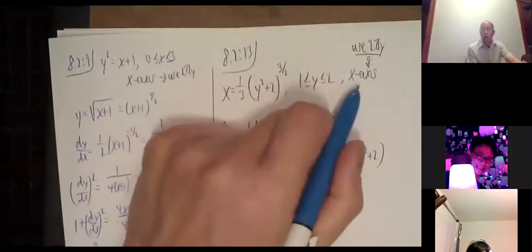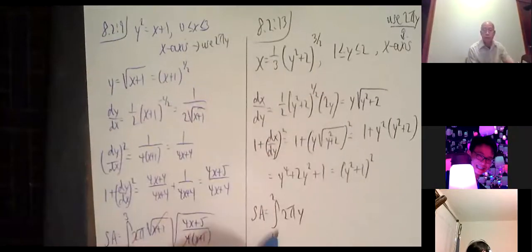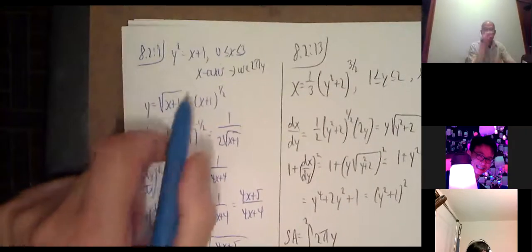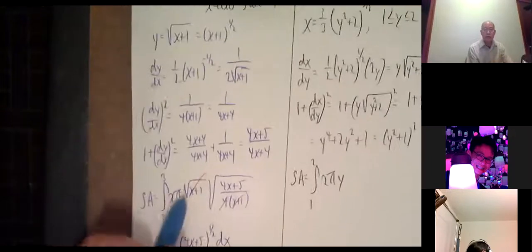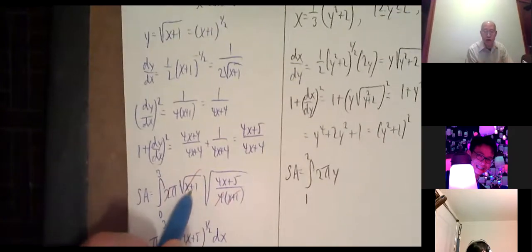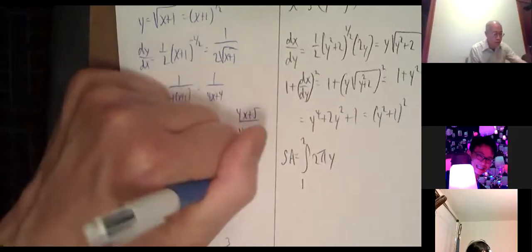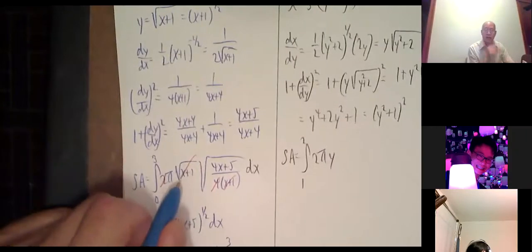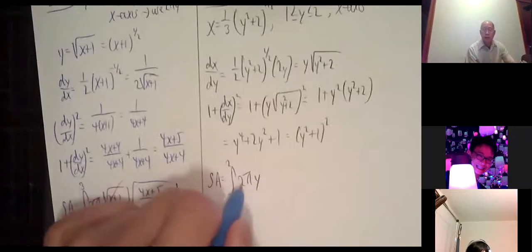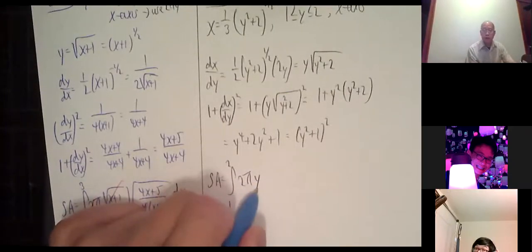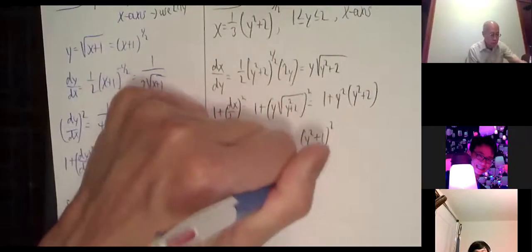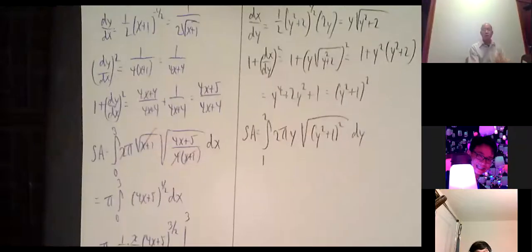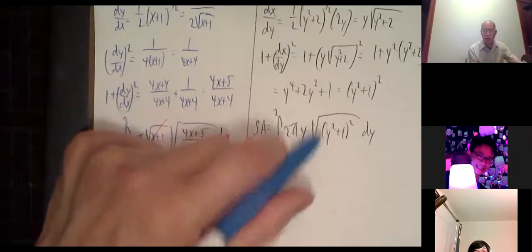Okay, so surface area is the integral from 1 to 2 of 2 pi y. But this time, since I'm integrating dy, I leave it as a y. Now you might say, how come I didn't do that over here? It's still 2 pi y, but I was integrating with respect to x. So right here, I was not allowed to leave it as y, because there's going to be a dx there. So I had to change it to x. Here, I'm integrating with respect to y, so I just leave it as 2 pi y. And then the square root of this thing, dy. And the square root of a square, of course, you just take that off.